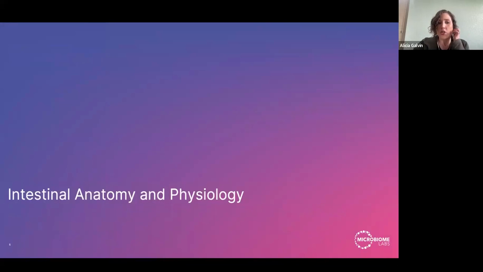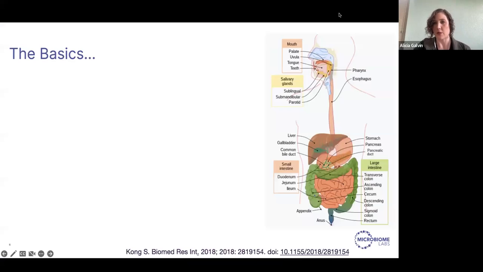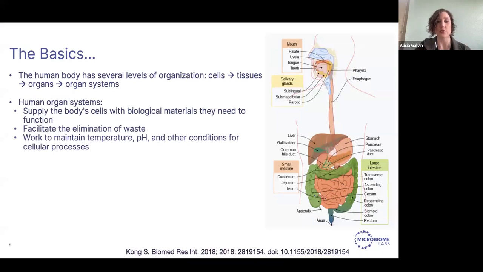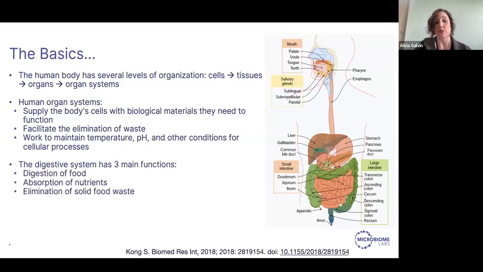So let's start by talking about some intestinal anatomy and physiology with just some basics. We are built out of cells, which turn into tissues, which then come together to form organs, which then come together to form organ systems. Those systems work together to help us function as a human being. They regulate different biological materials, facilitate the elimination of waste and detoxification, and maintain things like body temperature and pH and other conditions that are optimal for different cellular processes.